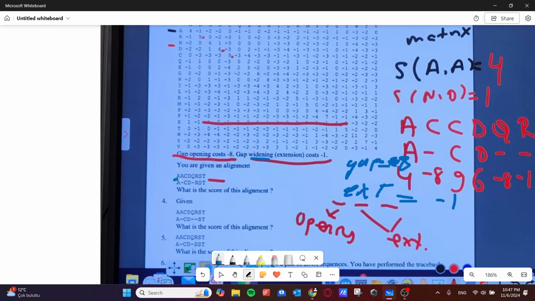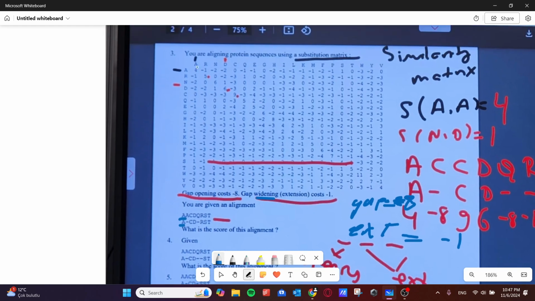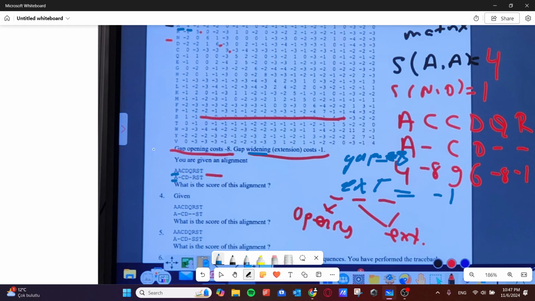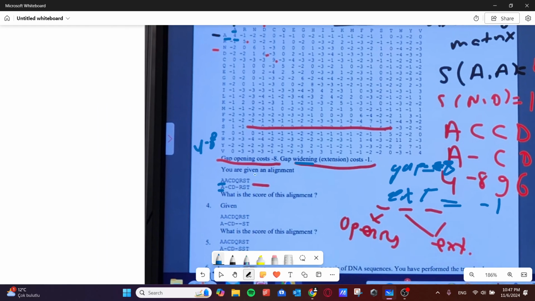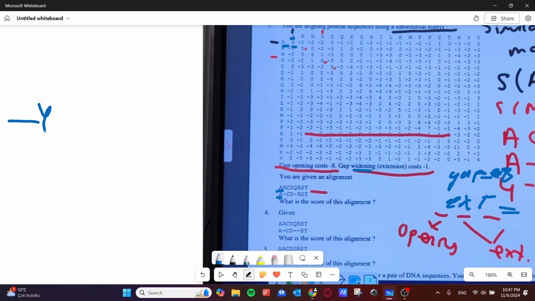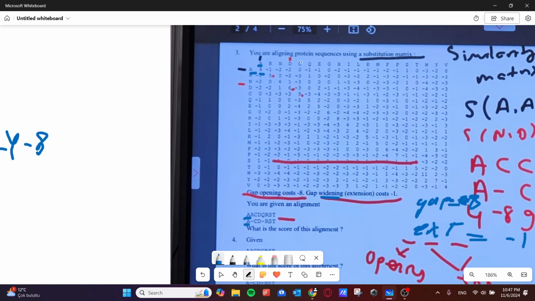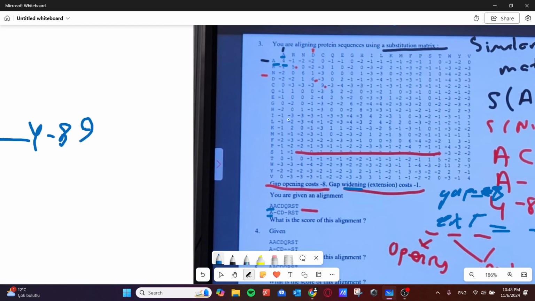So here we are aligning A with A, right? So we go to the table where we find it's AA, so the alignment is 4. So the score is 4 for the AA. Then A with gap, we have the gap, it's -8, right? So it is 4 and -8. Then we have CC. We go to the table, we find C with C, which is 9 here. Okay? Then we have D with D here, which is 6.